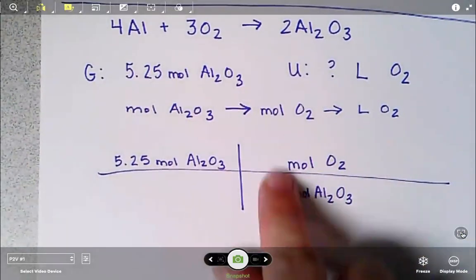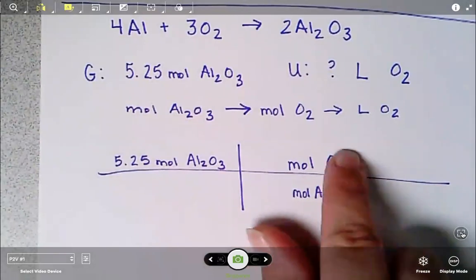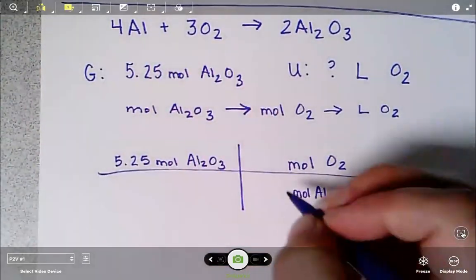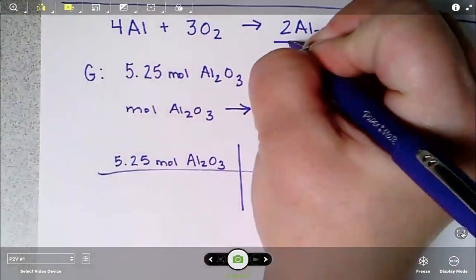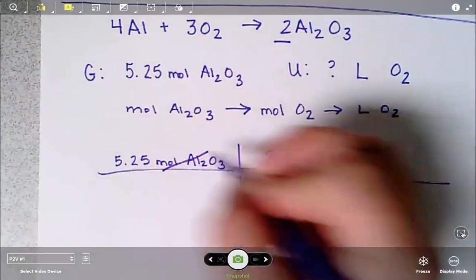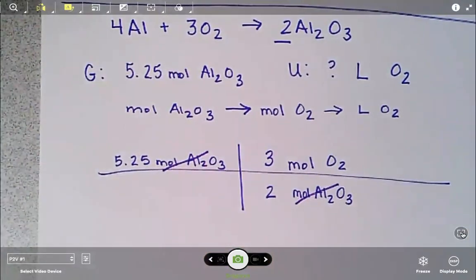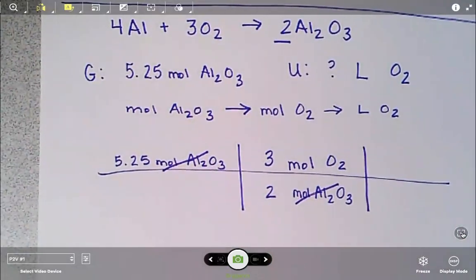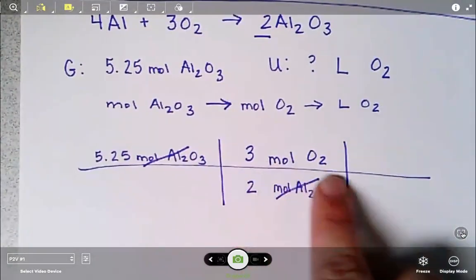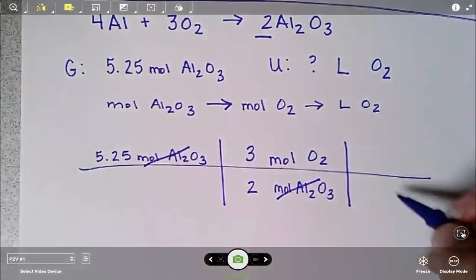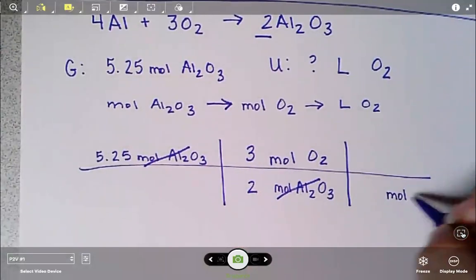This is a mole ratio because it has two different compounds. That means the numbers come from a balanced chemical equation. There are 2 moles of aluminum oxide for every 3 moles of oxygen. If I were to stop right here, I would only have moles of oxygen. I don't want moles of oxygen, I want liters of oxygen. So I'm going to use dimensional analysis to convert between moles and liters. If I have moles here, I've got to have moles here.